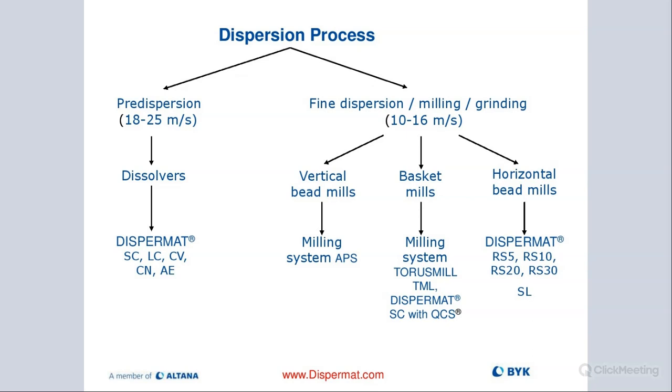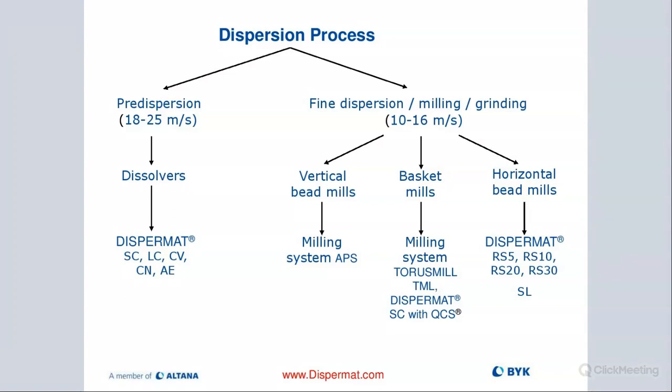So the dispersion process, again, is two parts. We have the pre-dispersion process, which we will focus on today, where we use the dissolver with the cowles blade. Very important to remember is the actual peripheral speed or tip speed. We want to be anywhere between 18 to 25 meters per second. That's the optimum dispersion window, as we call it.